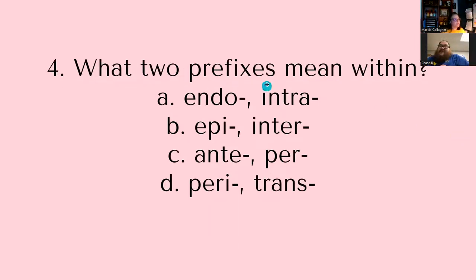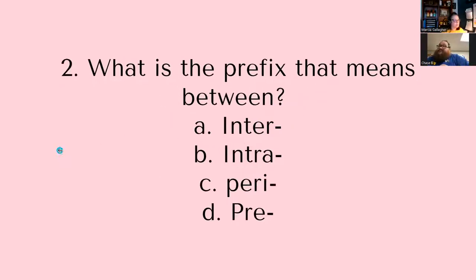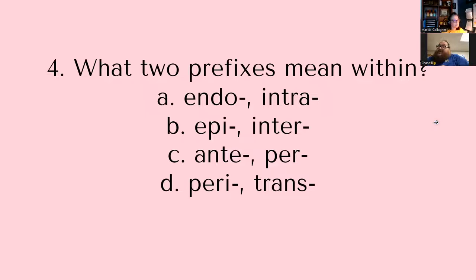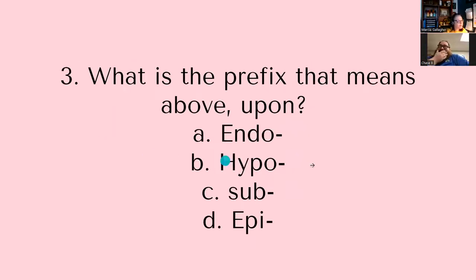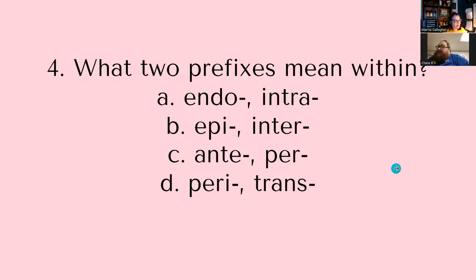So what are two prefixes that mean within? Endo or intra? Remember we decided that intra meant within. What did we say intra meant? Between. Intra means between. If intra means between, then it also means within, right? I would think so. Endo would not be the answer to number three. There you go. That's our reasoning right there, Chase. I love it. So I'm going to go with A. What do you think? I think I'm going with A too, and I think we should go back and fix number three. What do we put for number three? I put B for number three, hypo. Oh, hypo. Okay. Then it's not wrong. It may be wrong. I don't know. We're going to see at the end.